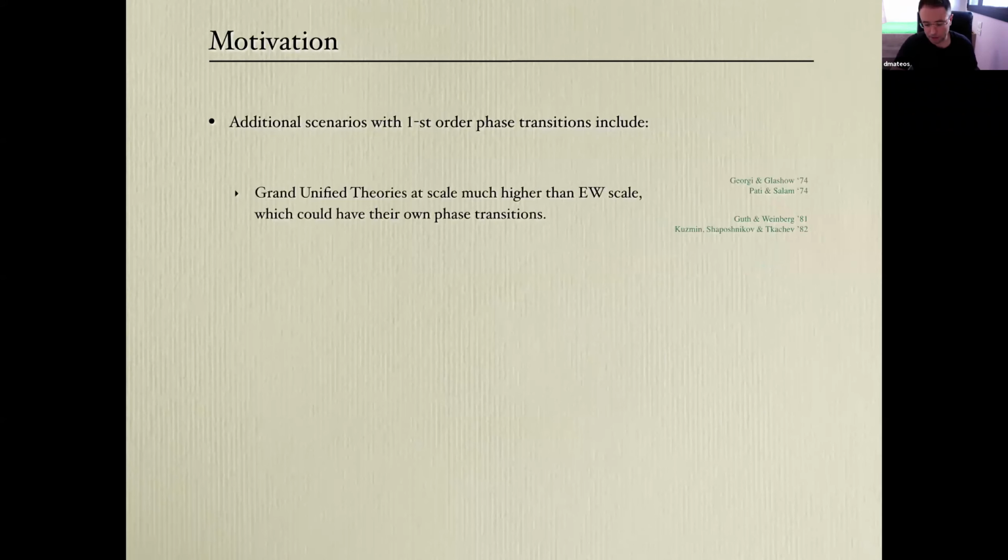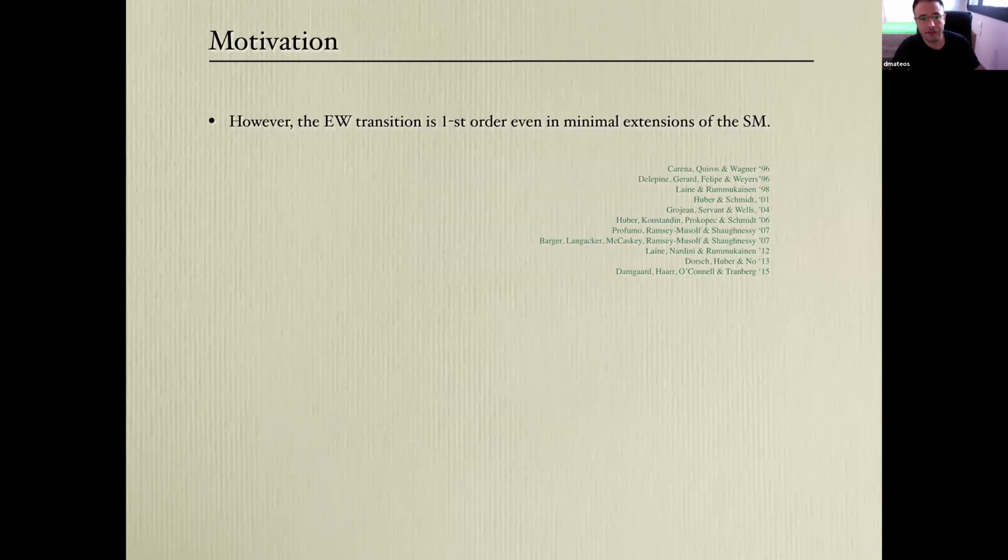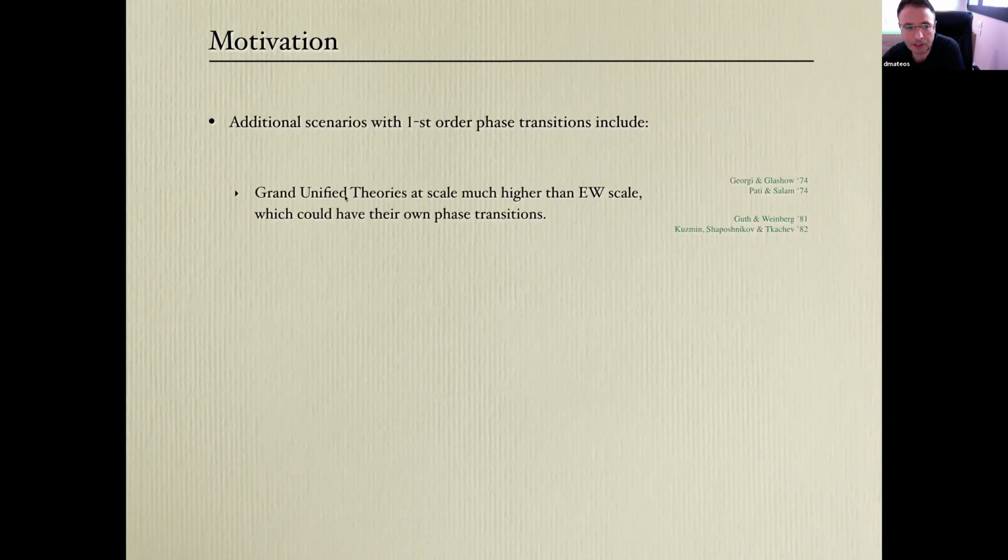One is that, you know, in these extensions of the standard model, you're thinking of some theory that completes the standard model at a scale that is not too far from the electroweak scale. But you can also imagine that there's some grand unified theory at a scale which is much higher than the electroweak scale, say 10 to the 16 GeV or some other high energy scale, where you have some non-Abelian gauge theory that could have its own phase transitions, which could be first order, and this could give rise to gravitational waves.